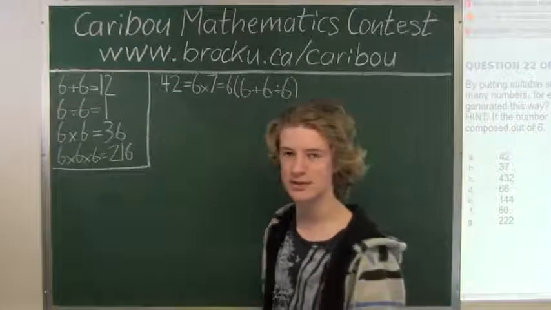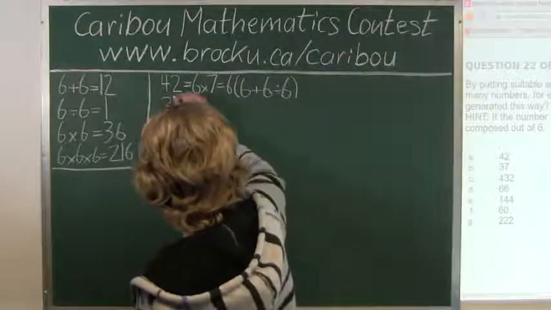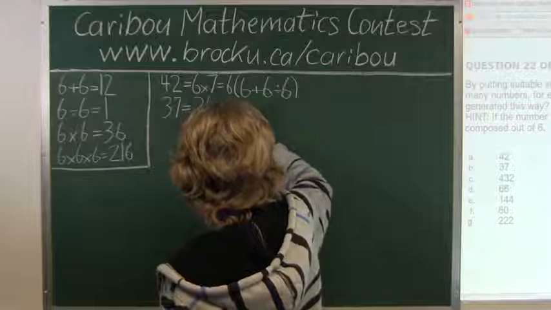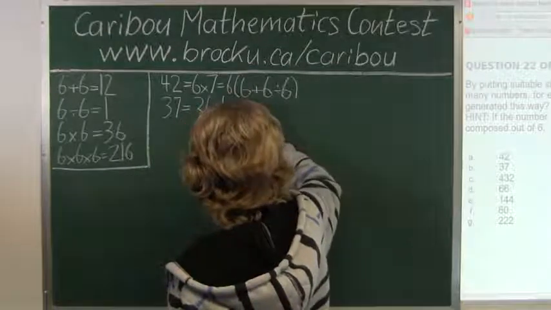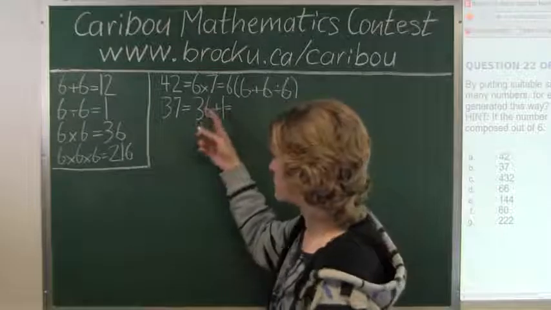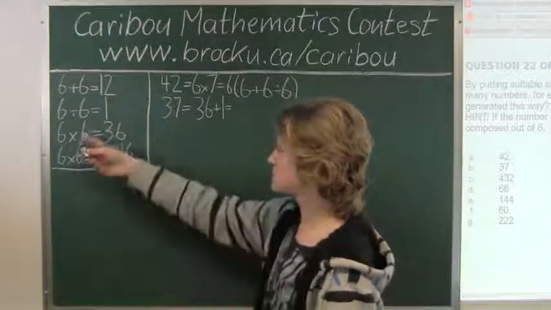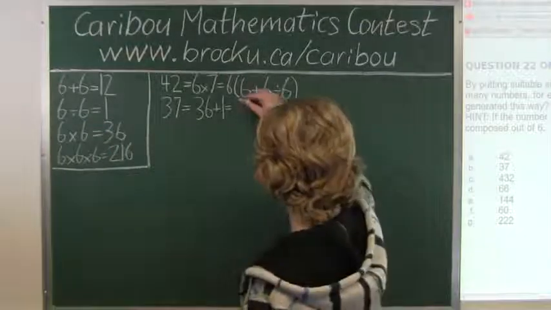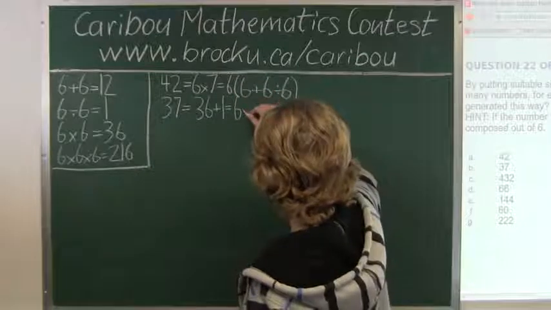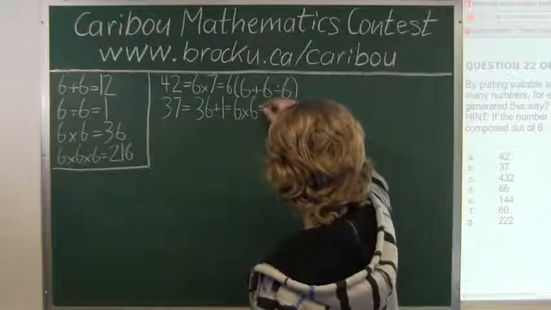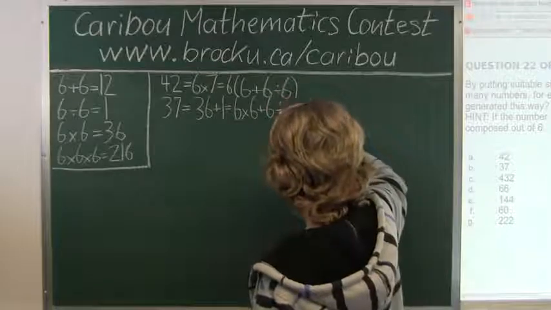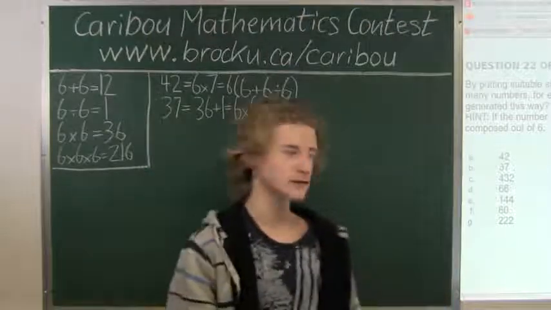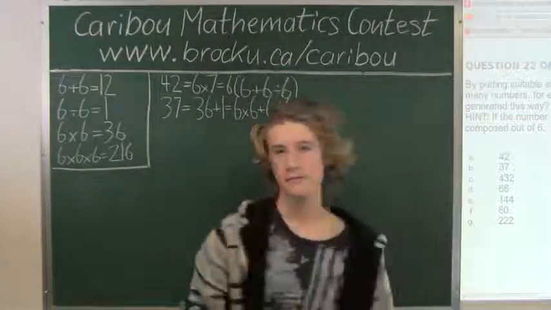So now let's go to the next number, 37. 37 can be written as 36 plus 1. So now we can use our building blocks, 36 and 1. So we can just do 6 times 6 plus 6 divided by 6. So we know we can obtain 37 using 4 6's. So now the next number, 432.